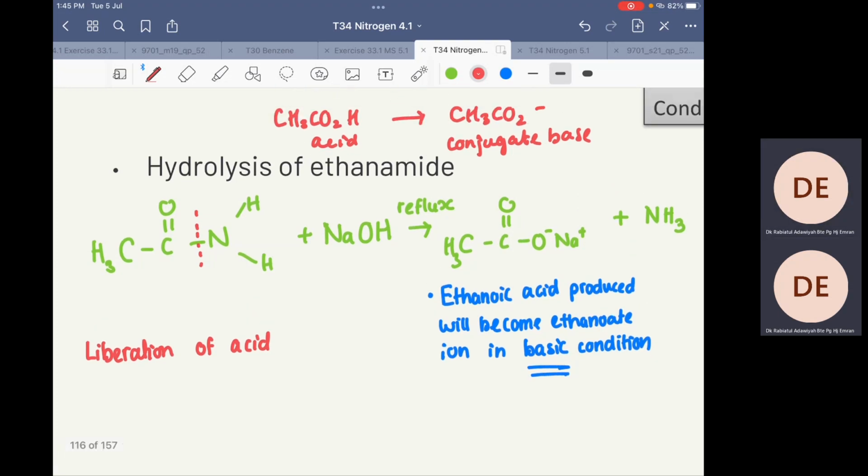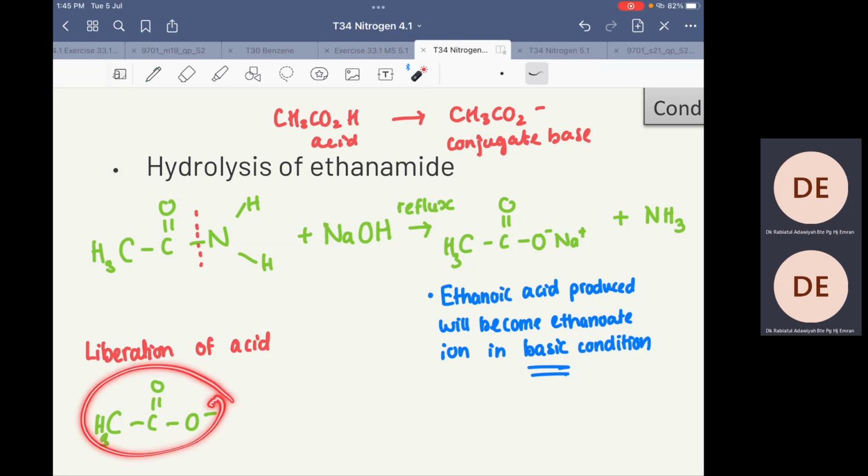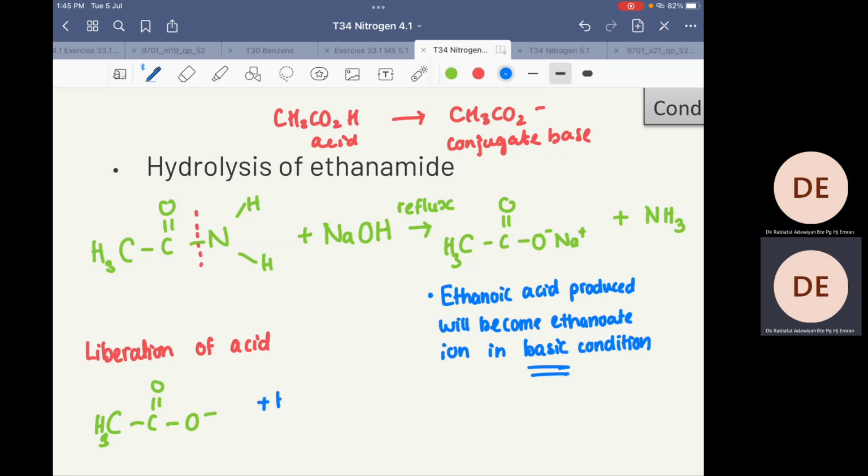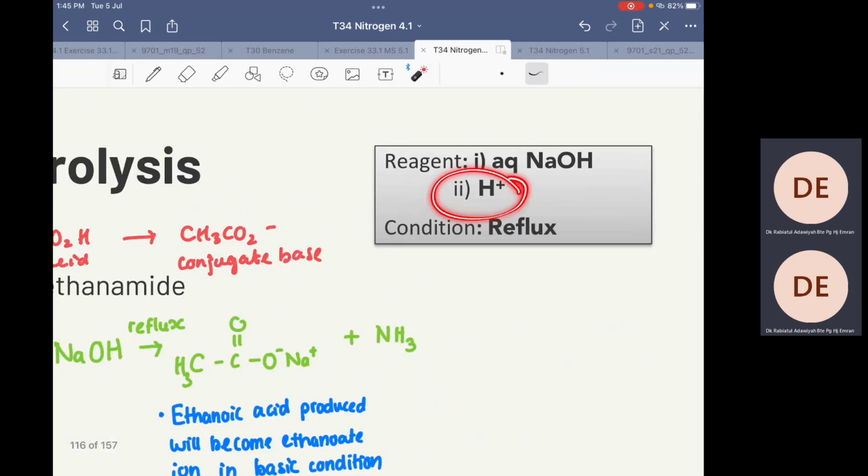Okay? So if you want to produce acid from the sodium ethanoate, how do I make this molecule become an acid? It needs to gain a H+, right? So that's why it reacts with an acid. So the acid can be anything, HCl, H2SO4, HNO3. That's my second condition. You see here, the second part is the addition of the H+.